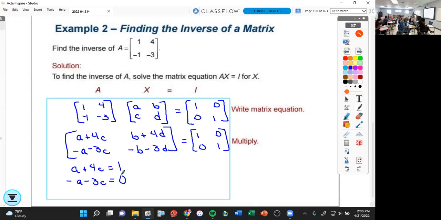Can you solve that system? Elimination is real nice on that, isn't it? A is gone. 4C minus 3C. C equals what? Well, if C equals 1, can you tell me what A is? C is 1. That gives me A plus 4 equals 1. A equals -3.